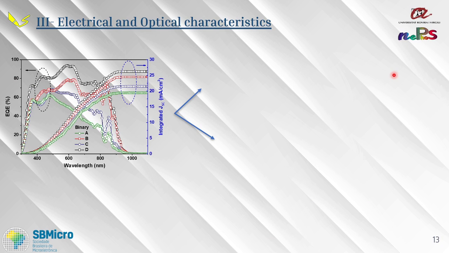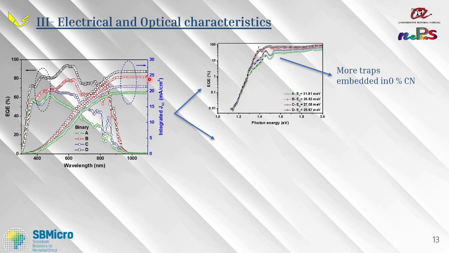Another characterization uses the external quantum efficiency, EQE, between devices, which confirms the higher current, also the higher integrated JSC for the devices modified with 2% chloronaphthalene. And by calculating the Urbach energy, it was interesting to see that the lower value of Urbach energy was obtained for device D, which has the superior performance.